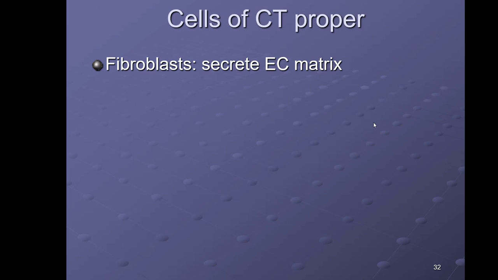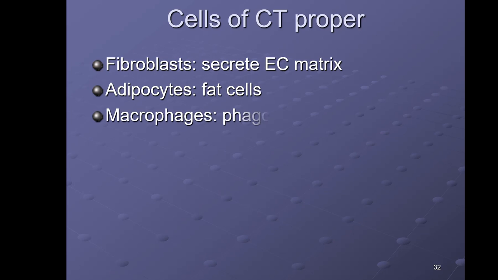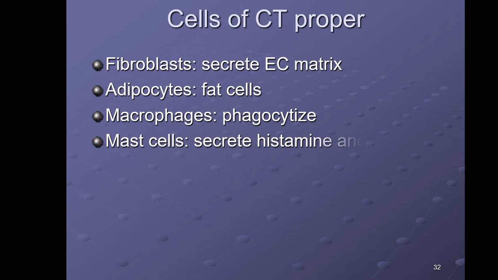So mesenchyme tissue will be one of the tissues that you have to identify. The cells that can be found throughout connective tissue are fibroblasts, which secrete extracellular matrix of other tissues, adipocytes, which are fat cells, macrophages, which phagocytize things. That basically means they eat things. Mast cells secrete substances called histamine and heparin. Histamine is a vasodilator, meaning that it dilates blood vessels, and heparin is a blood thinner, meaning it thins the blood a little bit. So both of these are involved in inflammation and an inflammatory response.